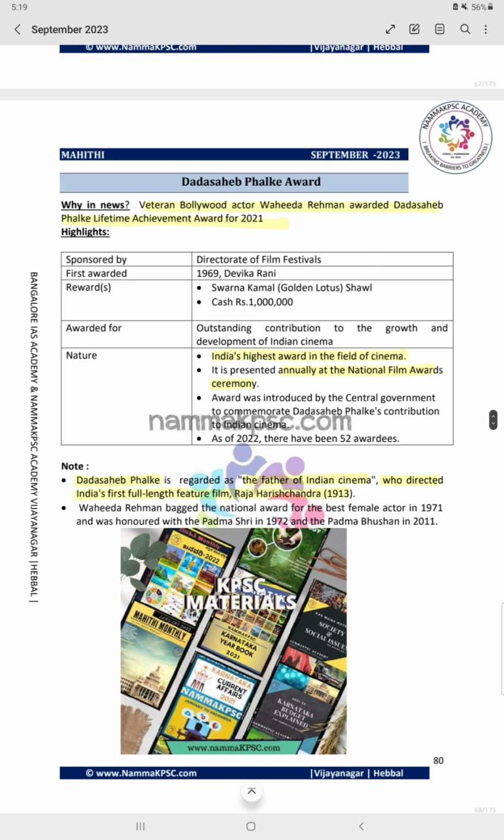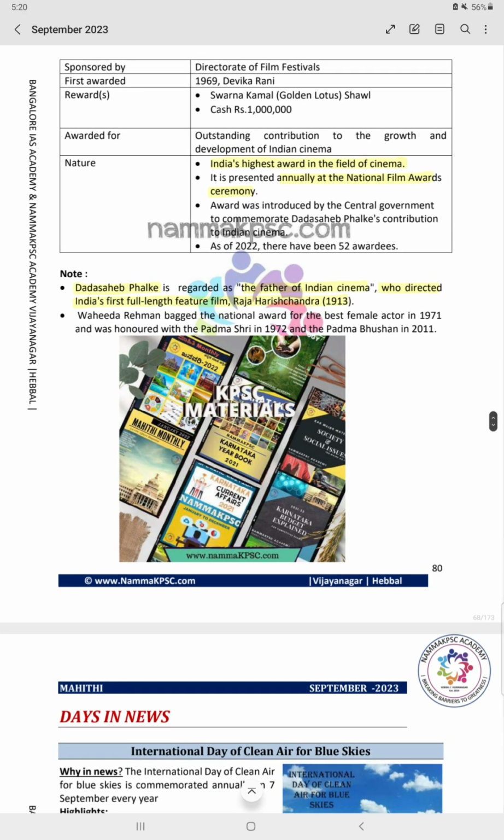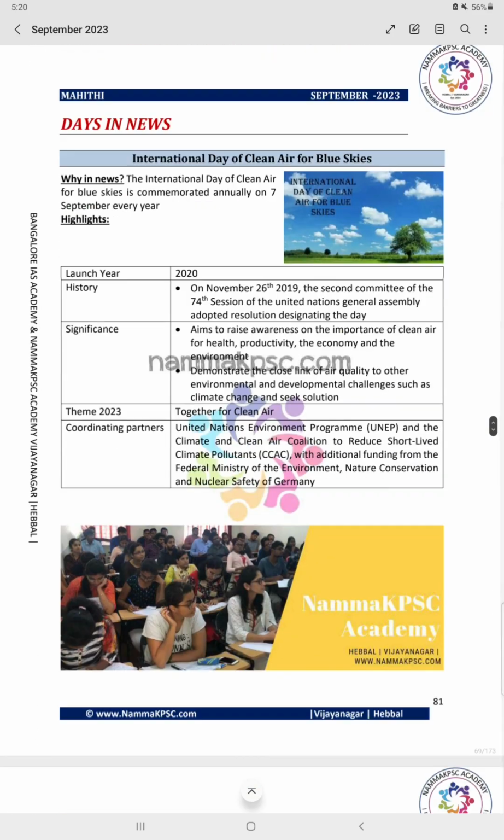Then we also have the Dadasaheb Phalke Award. So this is basically for film. Waheeda Rehman has been awarded the Dadasaheb Phalke Lifetime Achievement Award, and it is India's highest award in the field of cinema, and it is annually given at the National Film Awards ceremony. Dadasaheb Phalke is called the father of Indian cinema because he had directed India's first full-length feature film, called Raja Harishchandra, in 1913.